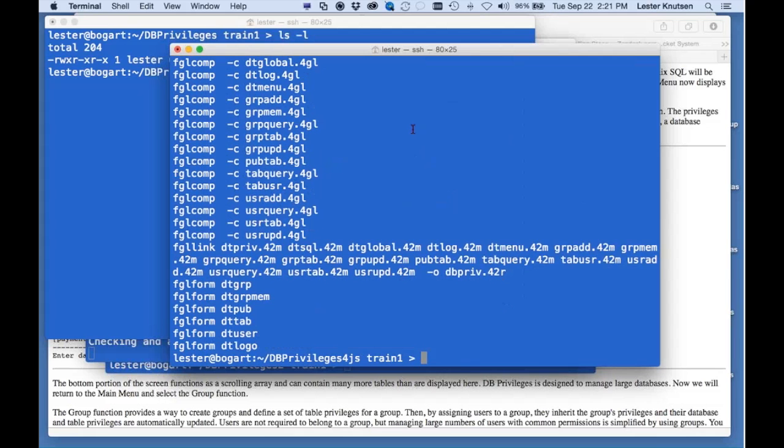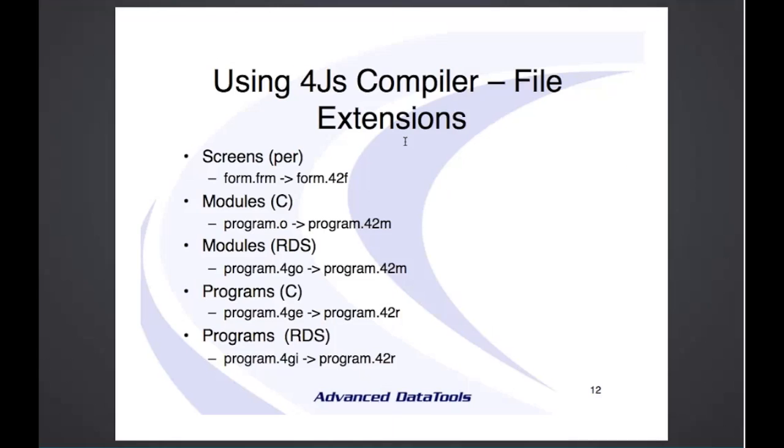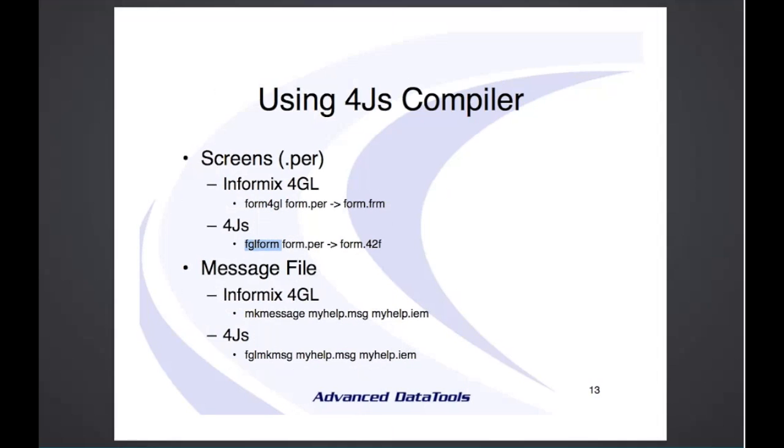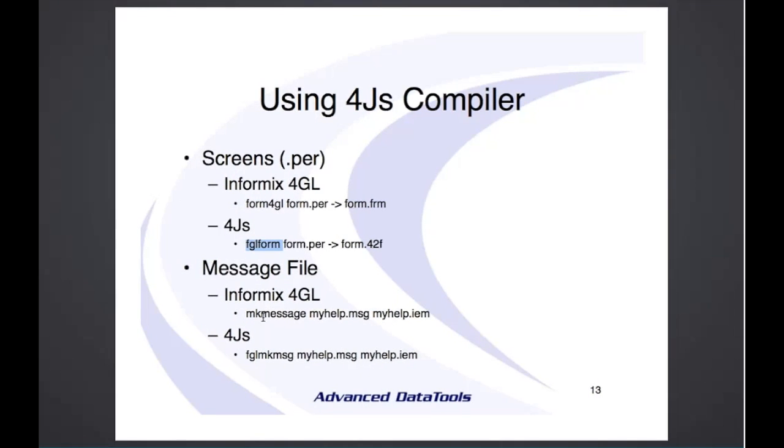And to go back to the slides for a minute, your screens in 4GL, you use form 4GL. In 4Js, you use FGL form. Same screen, and it gives you a different output for the runtime. It's very simple. So all I had to do in my makefile was add a rule to take a .per and compile it with FGL FORM. Same thing with messages. Instead of make message, there's an FGL make message.